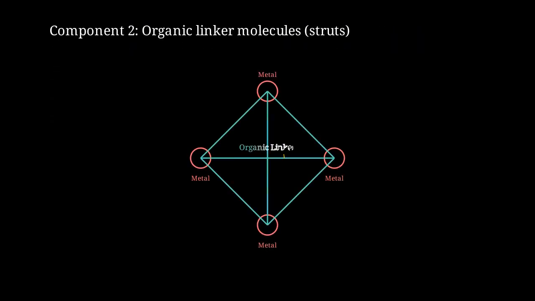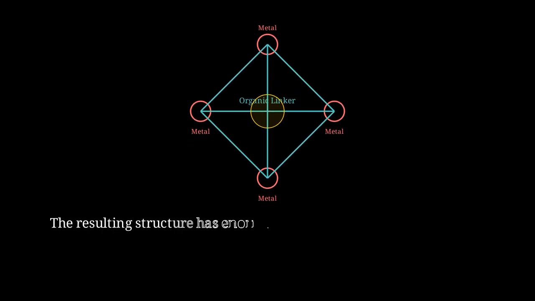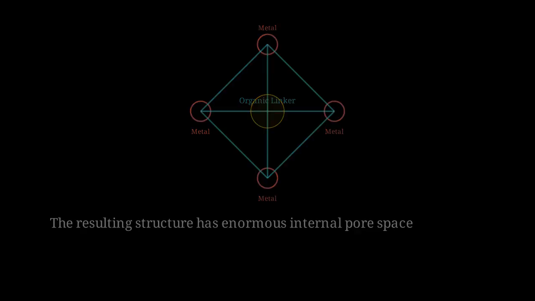Imagine a 3-dimensional network where metal nodes are connected by organic linker molecules, creating a scaffold with large empty spaces inside. These empty spaces are what give MOFs their incredible properties. The resulting structure creates enormous internal pore space, kind of like a molecular sponge with cavities throughout.